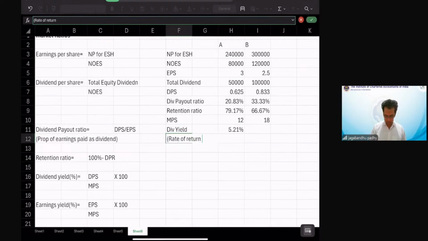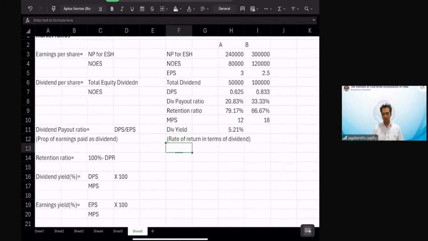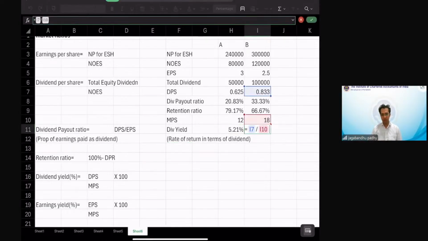Dividend yield is rate of return in terms of dividend. What is the dividend yield earned by company B then? I say it's going to be DPS upon MPS again. That's going to be 0.83.